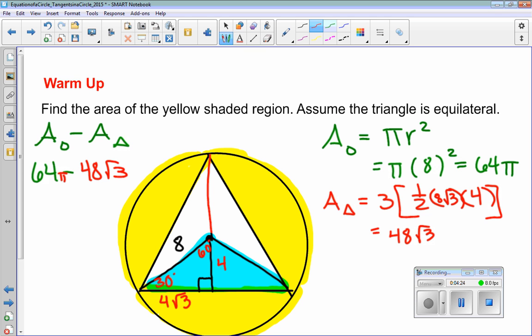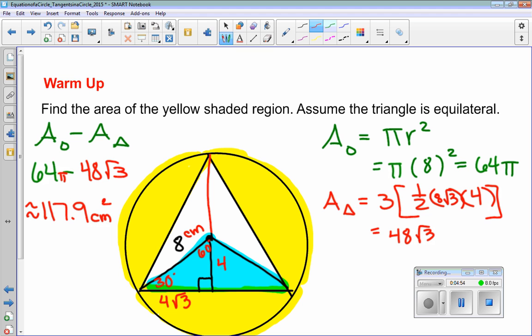And if we wanted to give the decimal approximation, let's see if I can figure out what the pi key is again. 64 pi minus 48 radical 3. And I got about 117.9 if I'm going to round it to the nearest tenth. I'm not sure what units we would have, but if this was centimeters, my units would be centimeters squared for area. Okay. So this is definitely something we have done before.